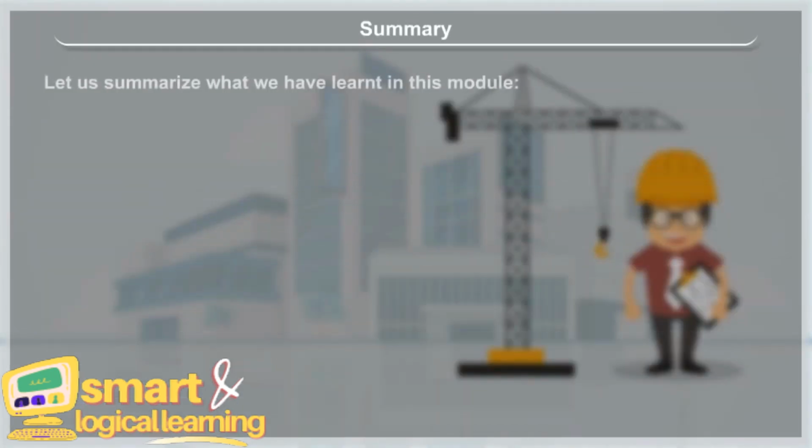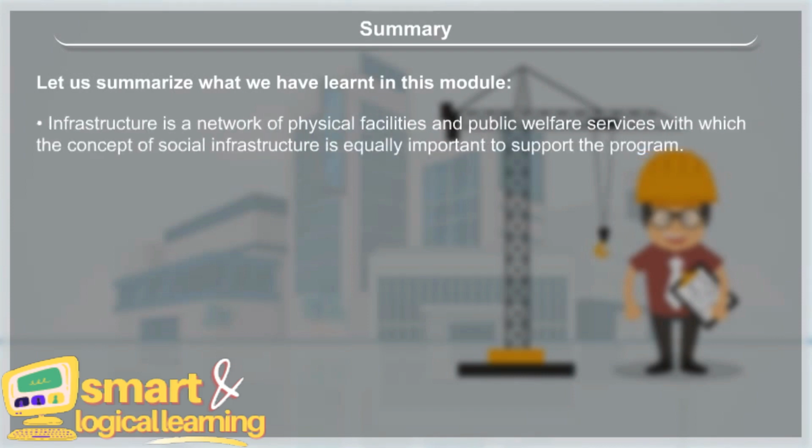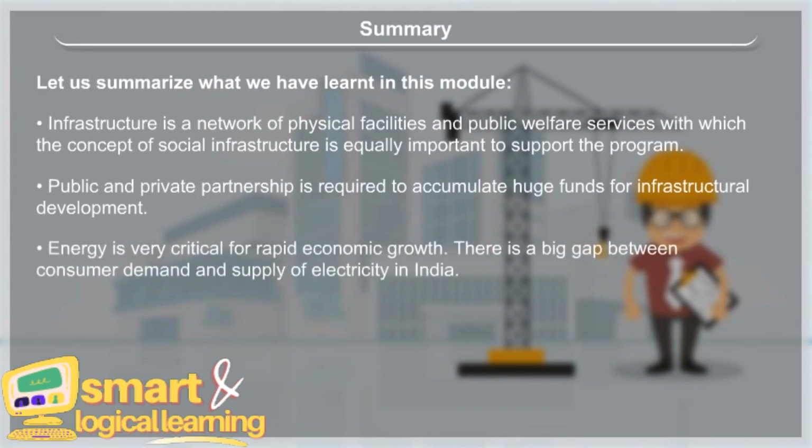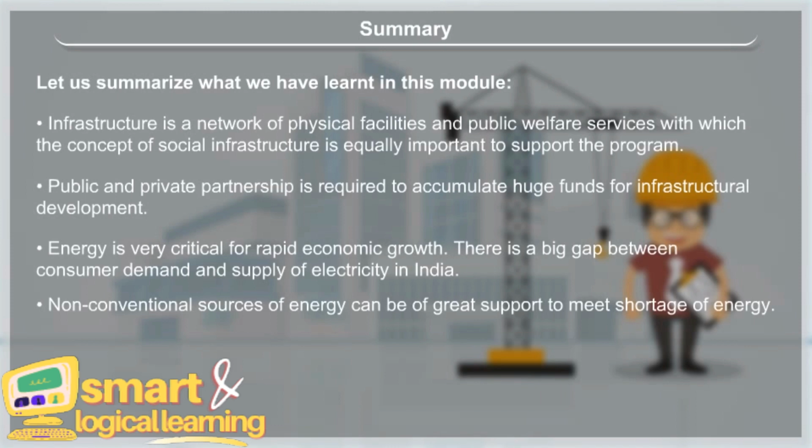Summary. Let us summarize what we have learned in this module. Infrastructure is a network of physical facilities and public welfare services, with which the concept of social infrastructure is equally important to support the program. Public and private partnership is required to accumulate huge funds for infrastructural development. Energy is very critical for rapid economic growth. There is a big gap between consumer demand and supply of electricity in India. Non-conventional sources of energy can be of great support to meet the shortage of energy.